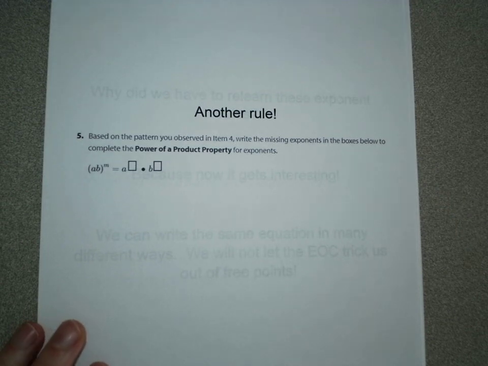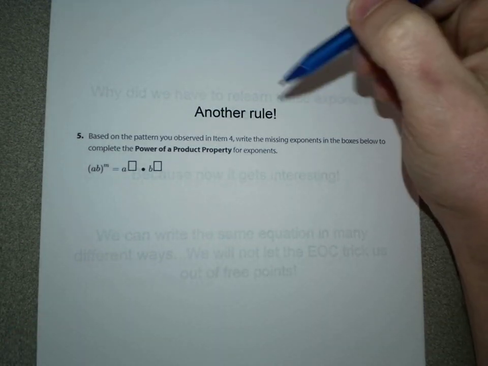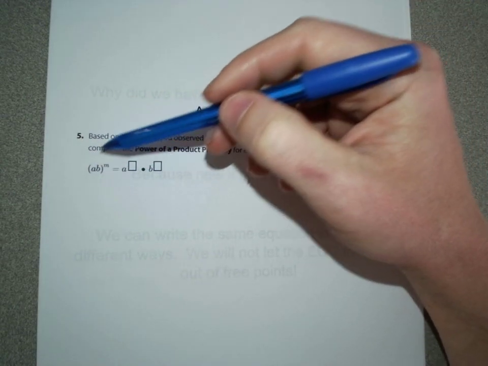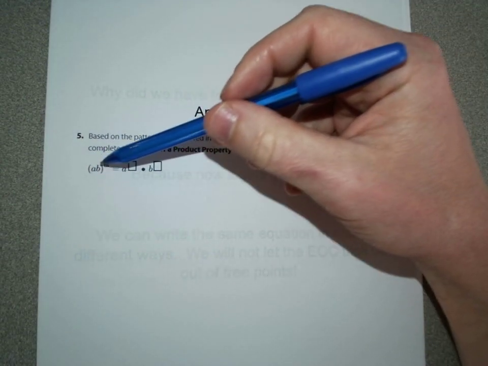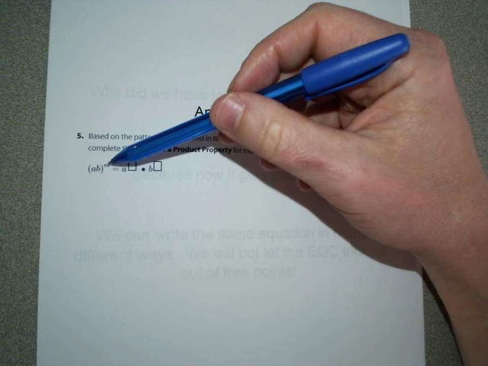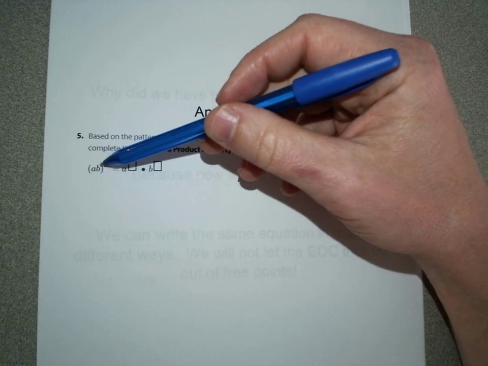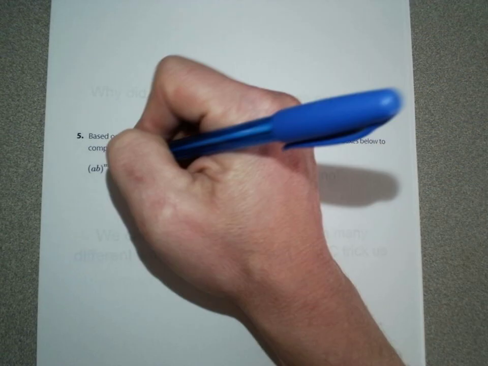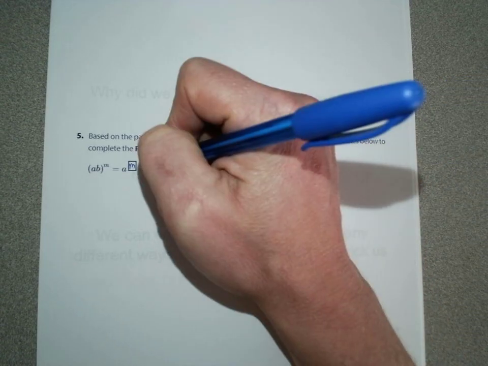So, make a rule about it. This rule is called the power of a product property. And what it says is that a times b to the power of m. So again, we have two different bases that are all given one exponent together. So a times b to the power of m is going to be the same thing as a to the power of m times b to the power of m.